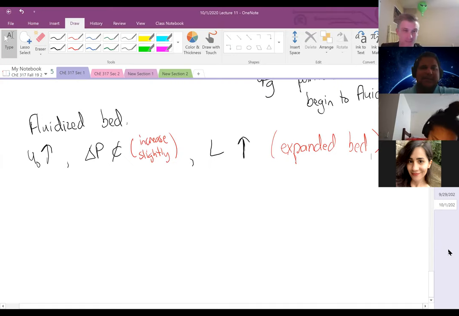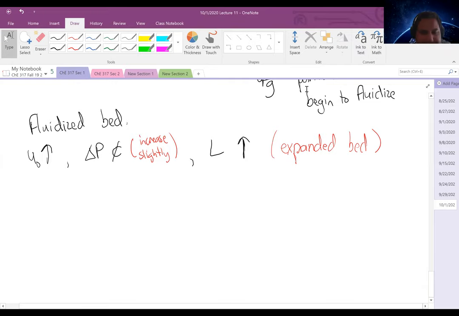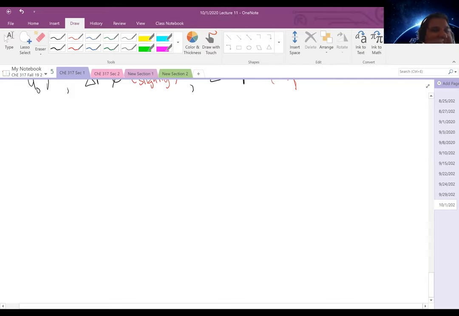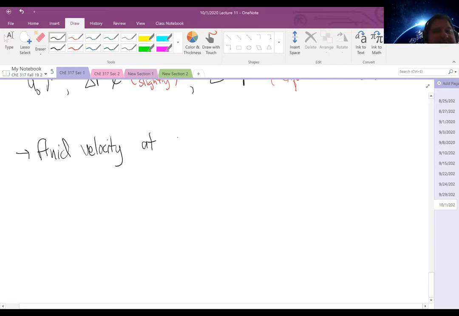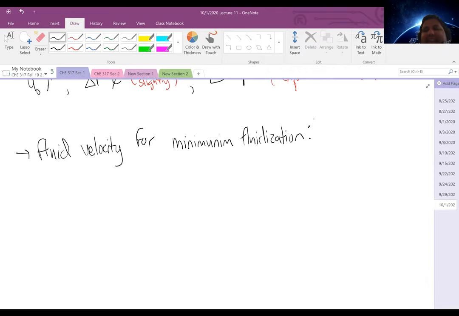So jumping back to our notes, with these concepts of fluidized beds in mind, we can solve for a number of things as it relates to fluidized beds. One of the most important things we're interested in is the fluid velocity at our fluidization point, what's known as the minimum fluidization velocity. This is the velocity such that above it, you exist as a fluidized bed. Below it, it's a packed bed. This is the point at which you just start to balance out the forces between what you see in a packed bed and a fluidized bed.